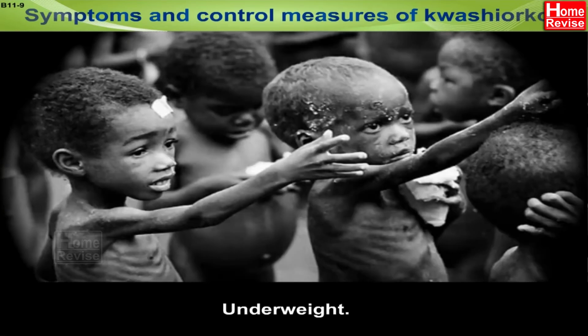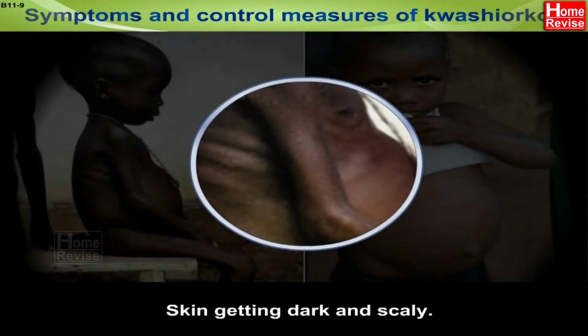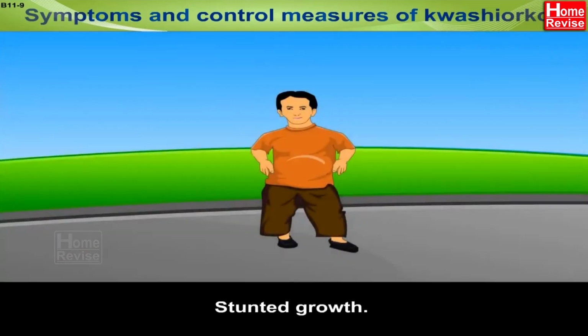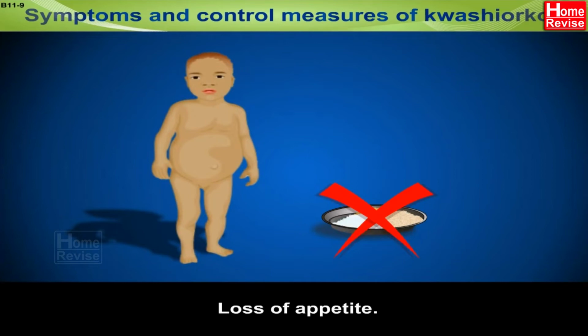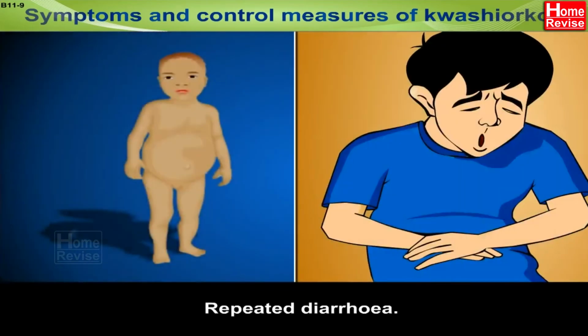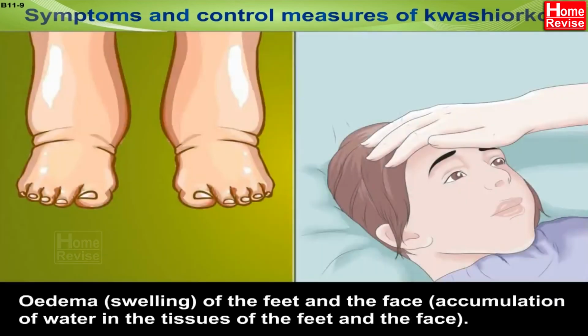Symptoms and control measures of Kwashiorkor. Underweight, belly protruding out, skin getting dark and scaly, stunted growth, loss of appetite, repeated diarrhea, enlarged liver and anemia, edema, that is swelling of the feet and the face, means accumulation of water in the tissues of the feet and the face.